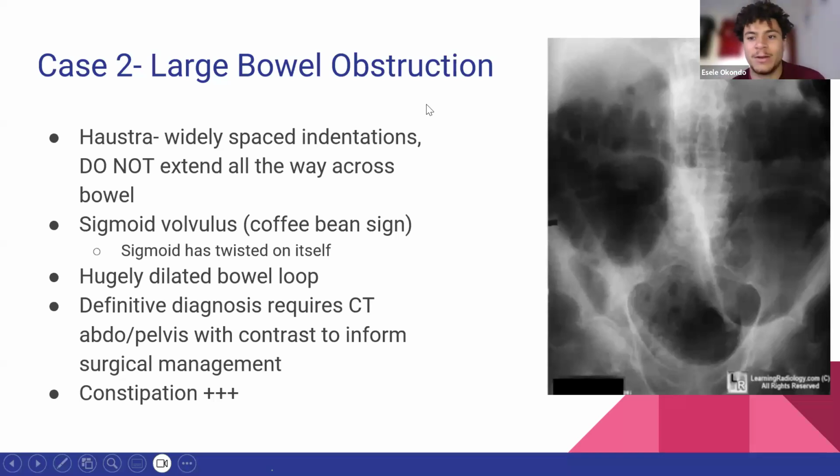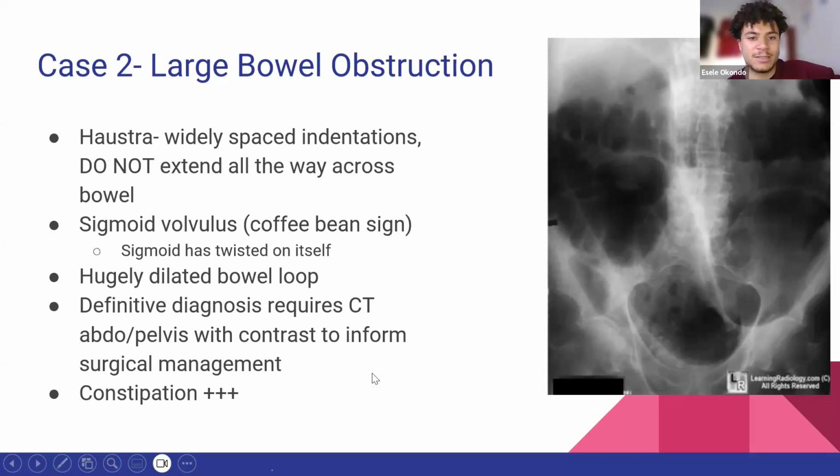Case 2, we have large bowel obstruction. So this specifically is coffee bean sign, which is the sign of a sigmoid volvulus. So the sigmoid has twisted on itself. You get massively dilated bowel loops. And your lines in the large bowel are called haustra. They're more widely spaced than in the small bowel, and most importantly, they do not extend all the way across the bowel. They only extend part of the way across the bowel.